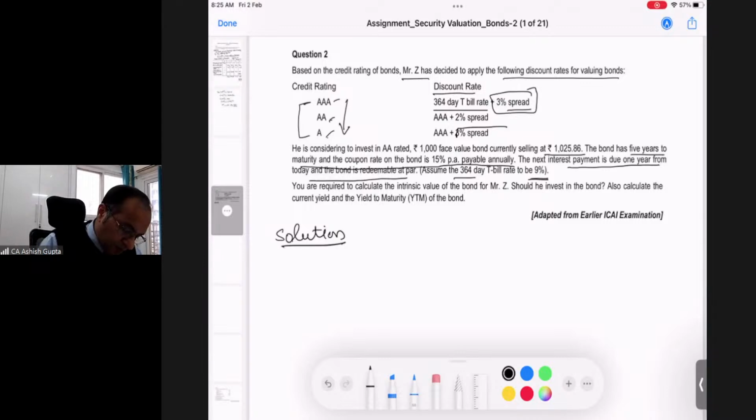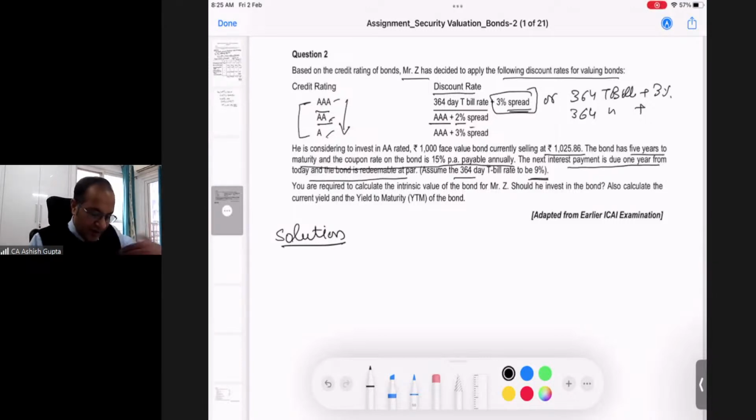Now, students, please see. I show you. Here you see. Now our discounting rate here is triple A, which is carrying 364 T-bill plus 3% spread. Or alternatively, it can also be presented like that: 364 T-bill rate plus 3%. Now here it is A, triple A has been added here. So double A will use more discounting rate.